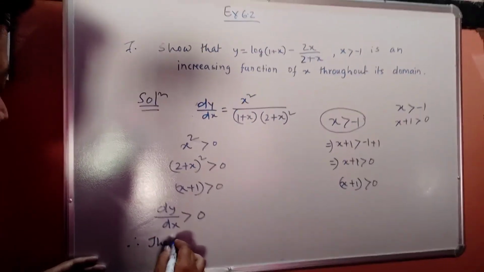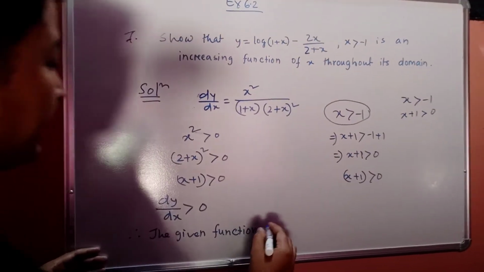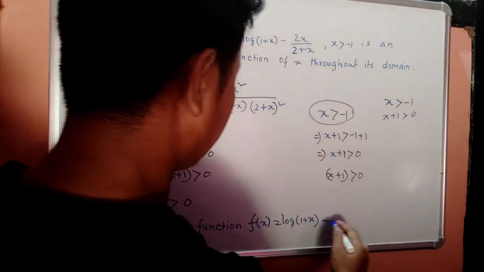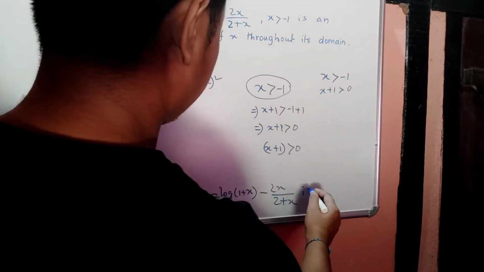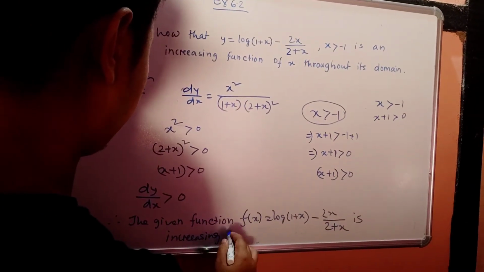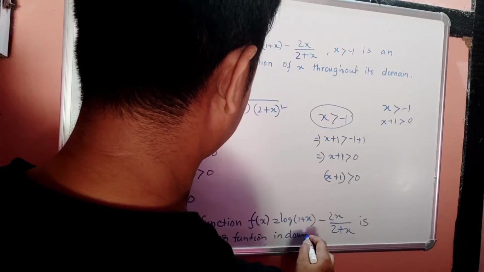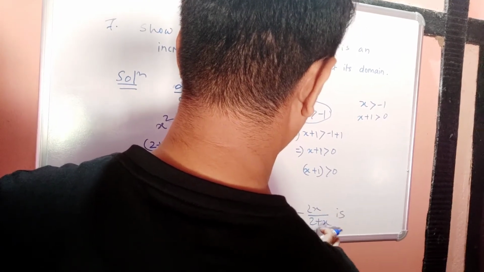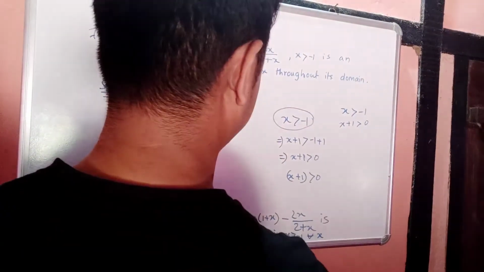Therefore, the given function f(x) equal to log(1 plus x) minus 2x divided by (2 plus x) is an increasing function in the domain of the function, that means x greater than minus 1, for all values of x in this given domain.